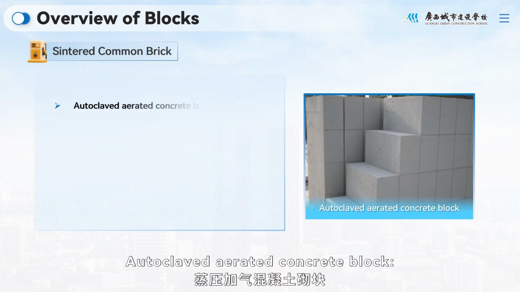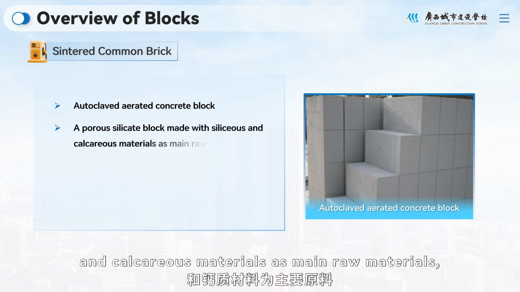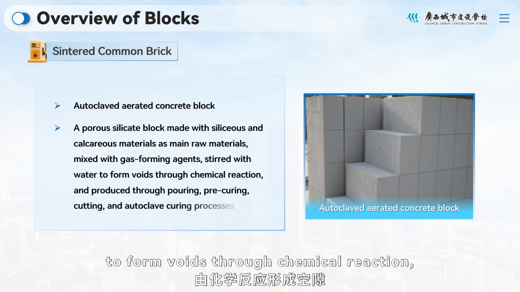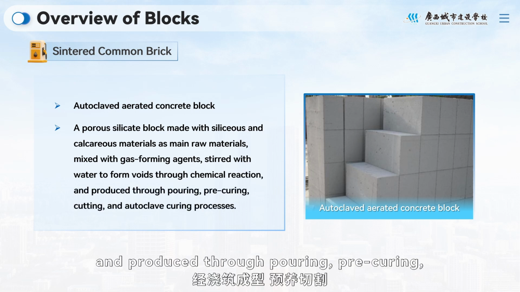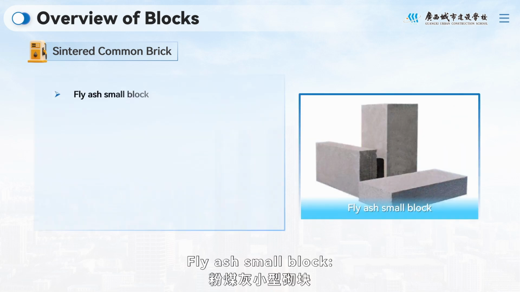Autoclaved aerated concrete block. A porous silicate block made with siliceous and calcareous materials as main raw materials, mixed with gas-forming agents, stirred with water to form voids through chemical reaction, and produced through pouring, pre-curing, cutting, and autoclave curing processes.